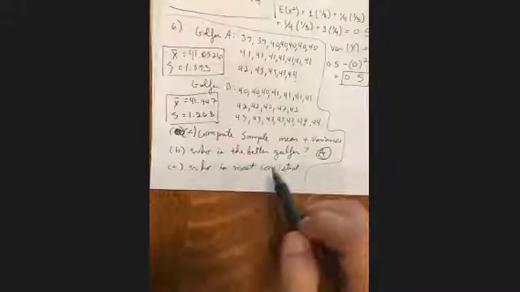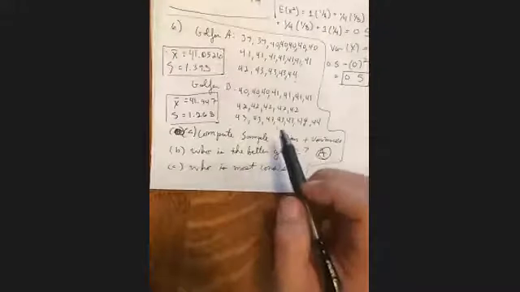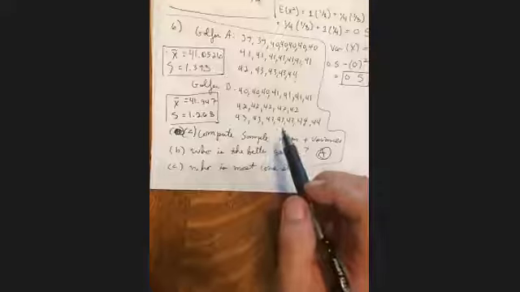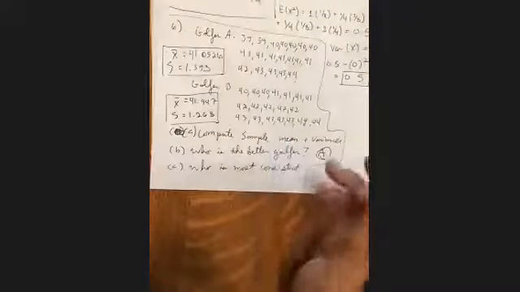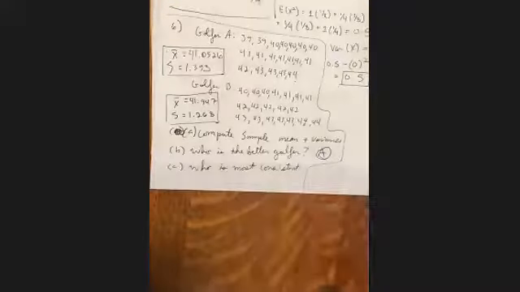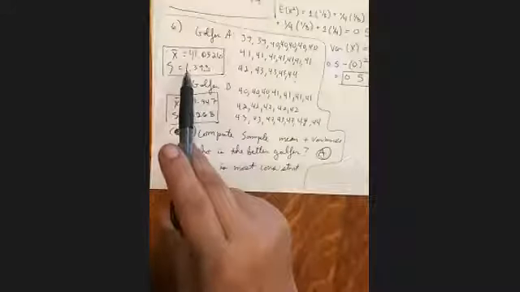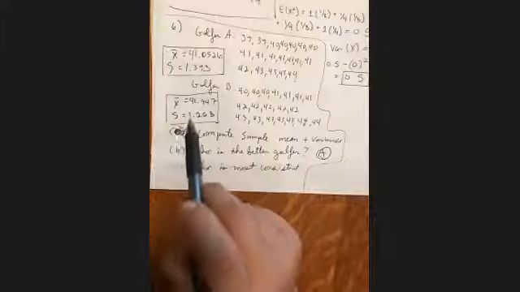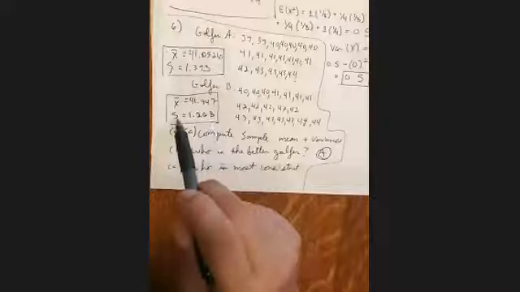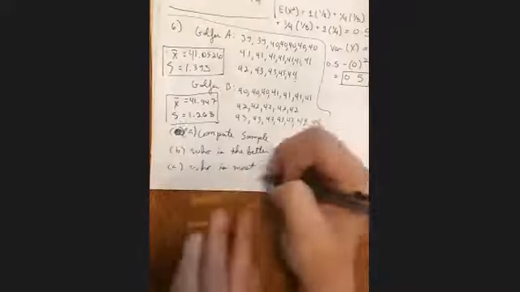Now part C says, who is the most consistent golfer? The most consistent golfer is going to have the smallest standard deviation, because consistency means they don't deviate from their average very much. They golf very consistently. So for the first golfer, we've got a standard deviation of 1.393. Second golfer, 1.268. So this is a lower standard deviation than this. So that means golfer B is more consistent. So we compare the means to see who's the better golfer, and we compare the standard deviation to see who's a more consistent golfer.